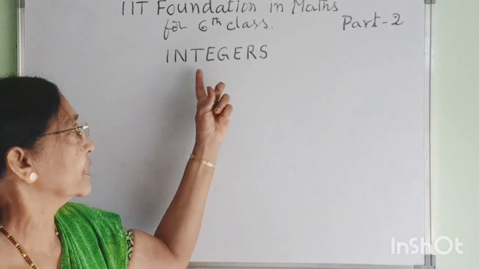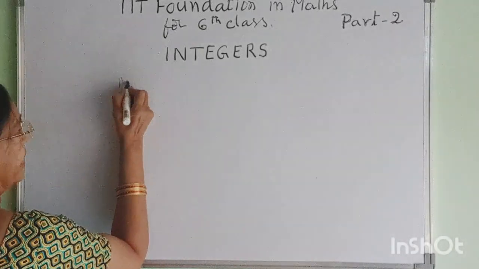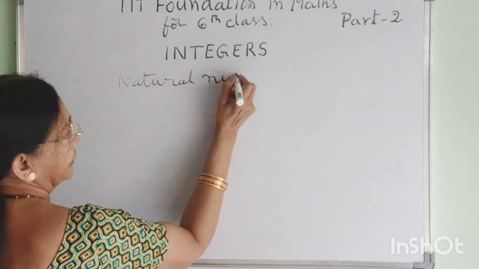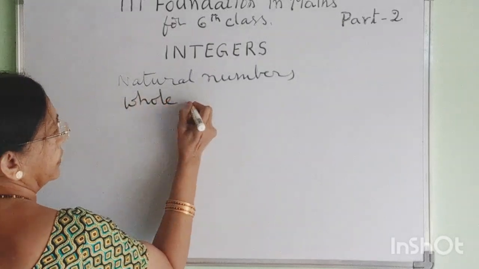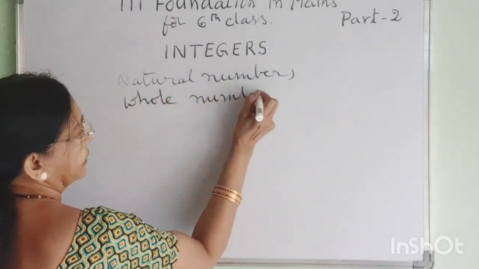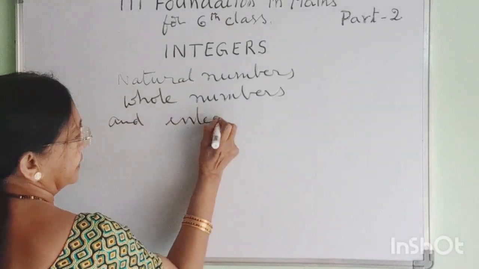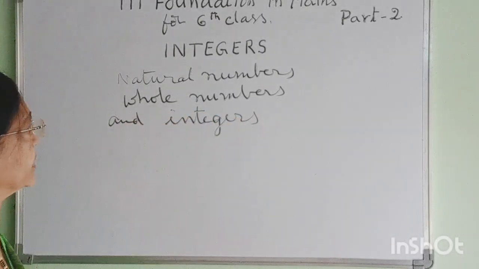Today we will see the integers. Numbers are divided as natural numbers, whole numbers, and integers. Natural numbers, whole numbers, and integers.